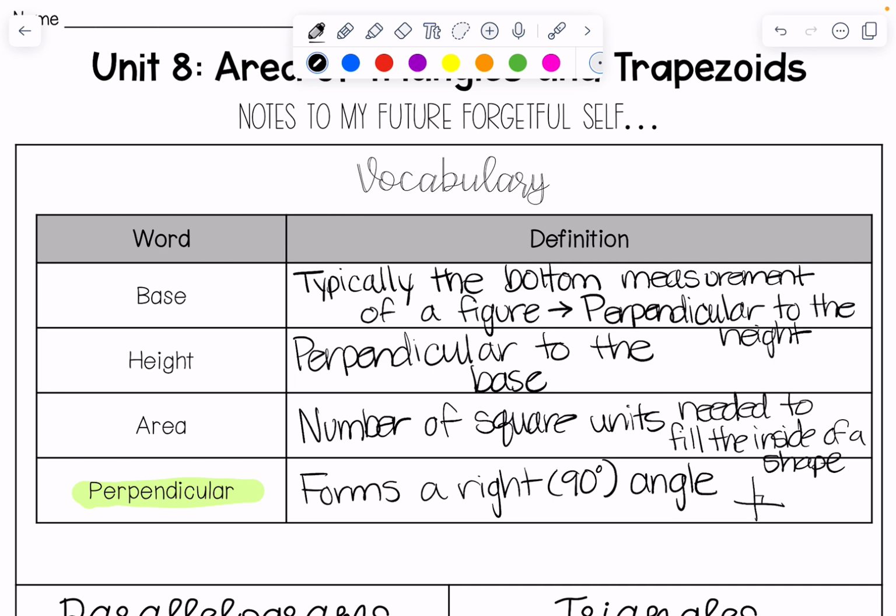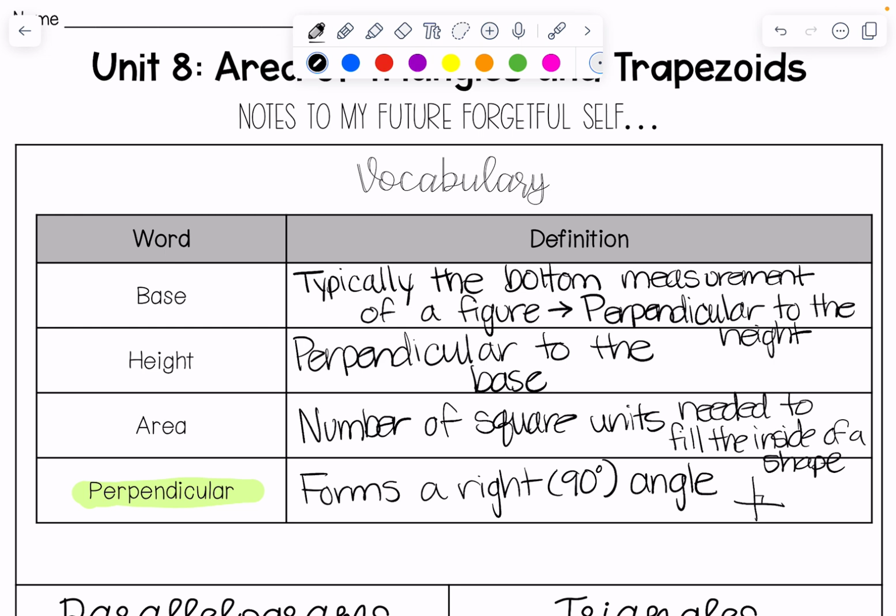We're going to be focused on area today, which is the number of square units needed to fill the inside of a shape. So we've looked at perimeter before, now we're focusing on area. Perimeter was the outside edge, area is that inside space, okay?